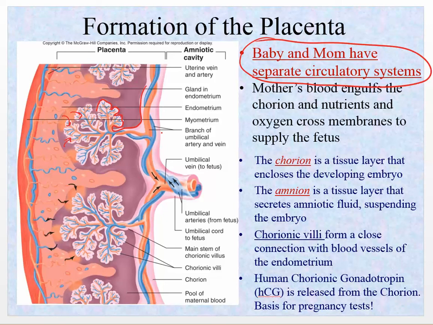Okay, the amnion is the inner layer, and it's making the fluid, the amniotic fluid that the baby is swimming around in. Okay, so one other thing that's very important is this last point here. Human chorionic gonadotropin is released from the chorion. If you think about it, the chorion is being made to house the baby, to hold the baby, to protect the baby from, or not protect, but to separate the baby from the mom.